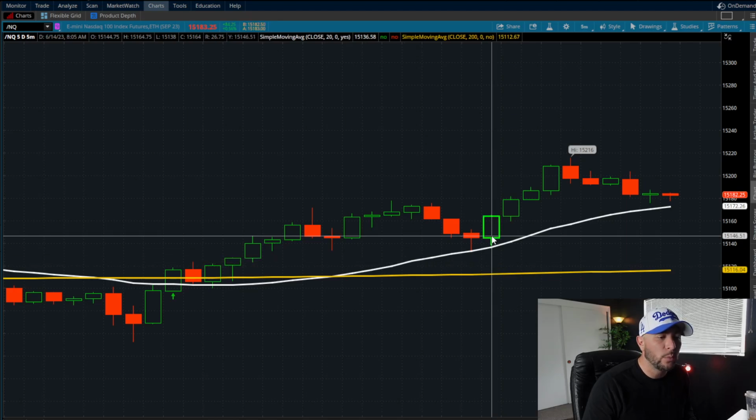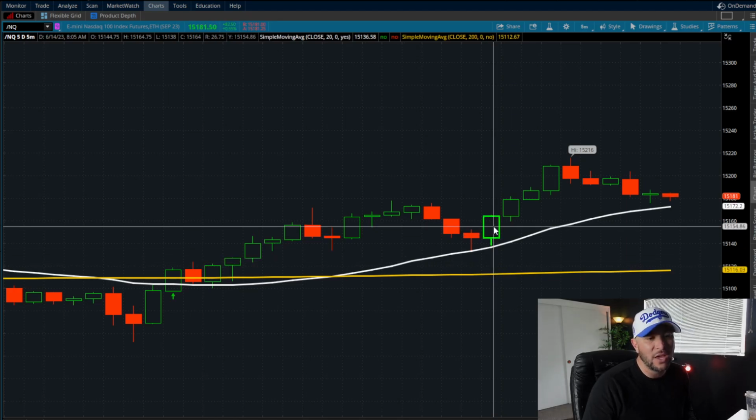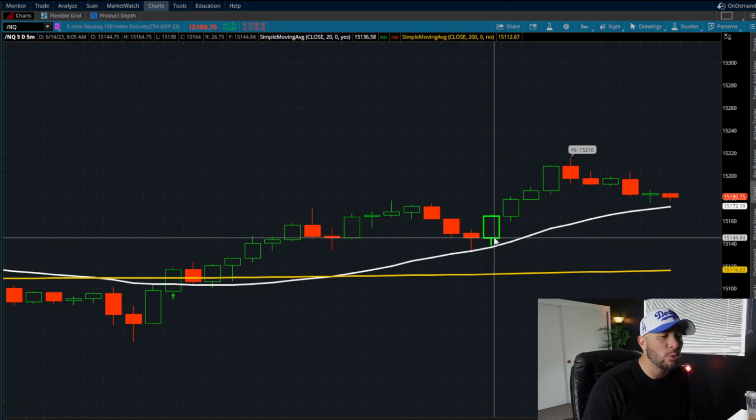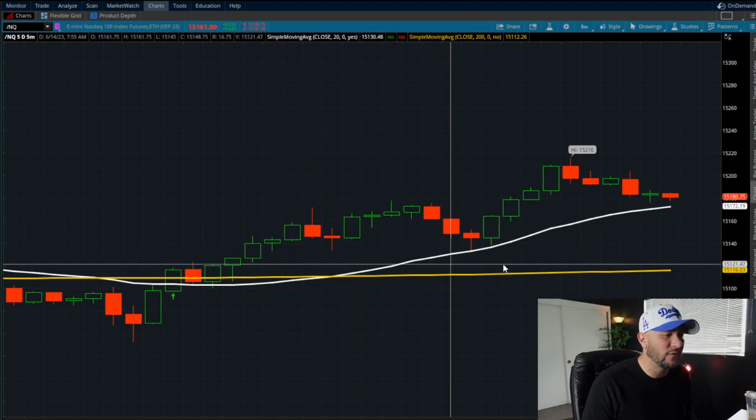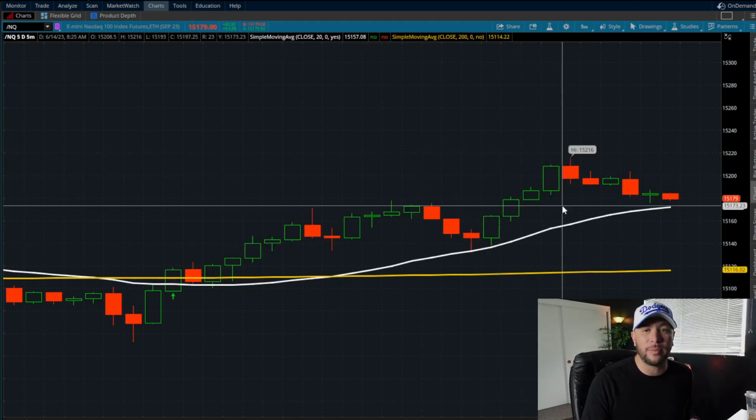We would have entered into this candle at 8:05. Your price would have been somewhere around 15,154. Double check that for me. 8:05 Pacific Standard Time, you would have entered into this play here, and even with this play, you would have taken another 40 points. You could have taken another 40, 50 points here.